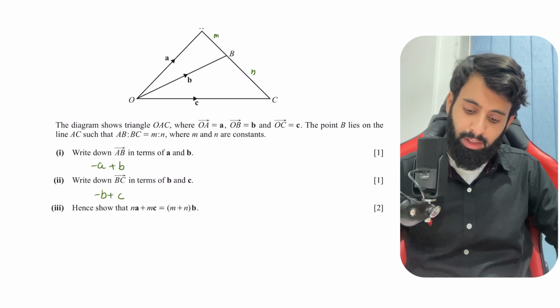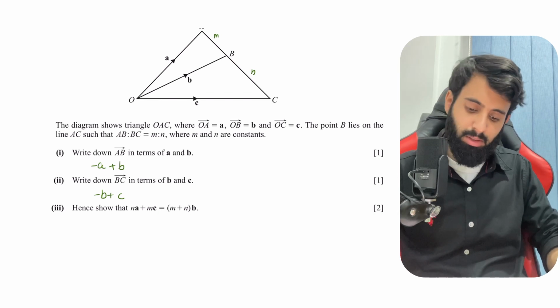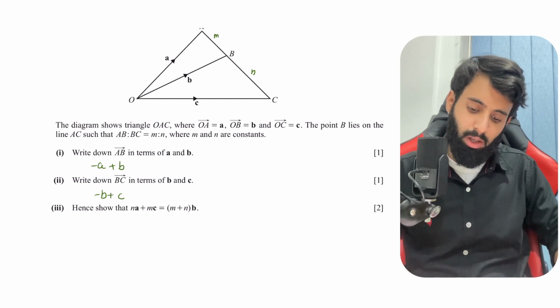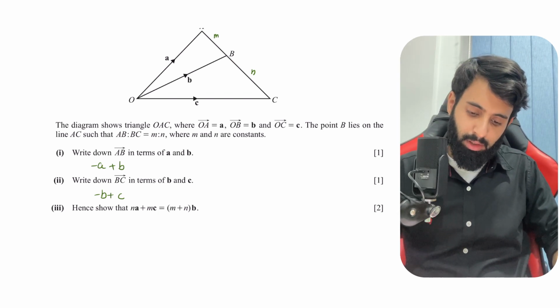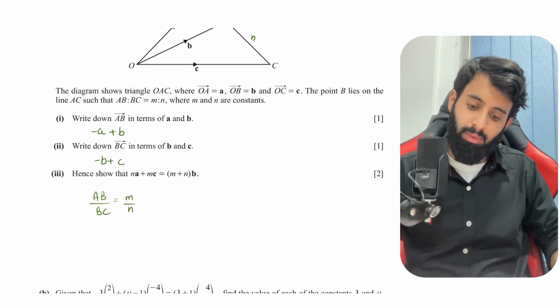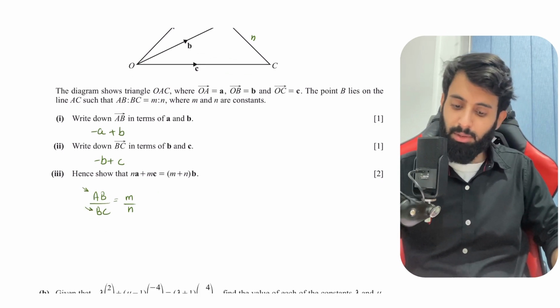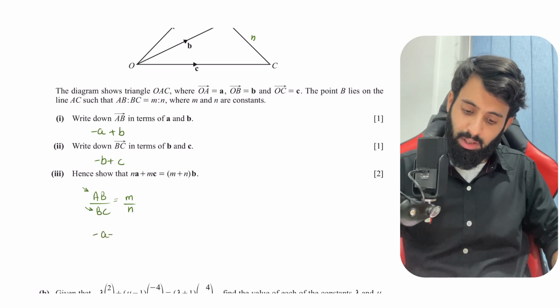Then it says, hence show that na plus mc is equal to (m plus n)b. So what can be done over here? Earlier the question told us that AB and BC are in the ratio m is to n. Thankfully, we know what AB is in terms of a and b, and we know what BC is in terms of b and c. So AB, which is minus a plus b, over BC, which is minus b plus c, are now in the ratio m is to n.